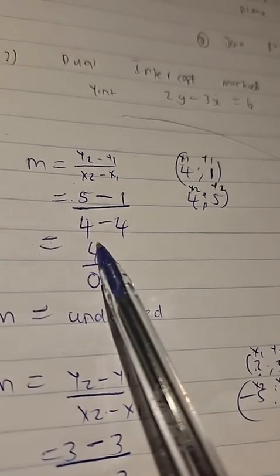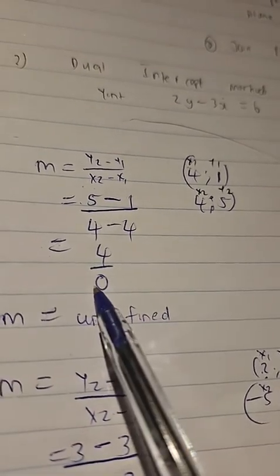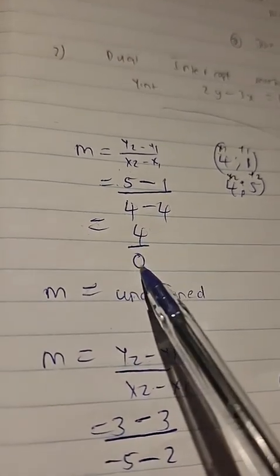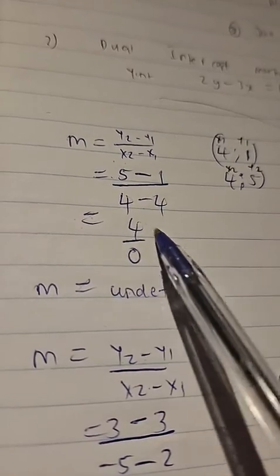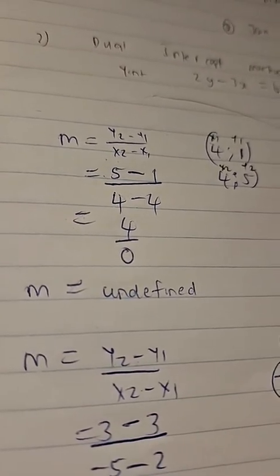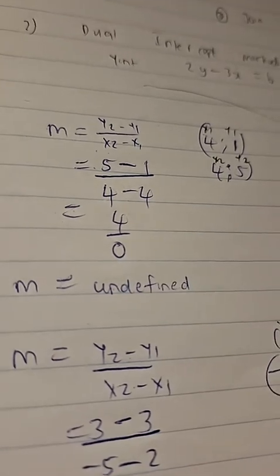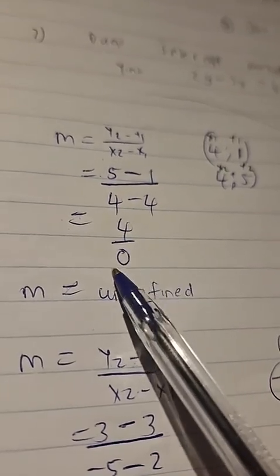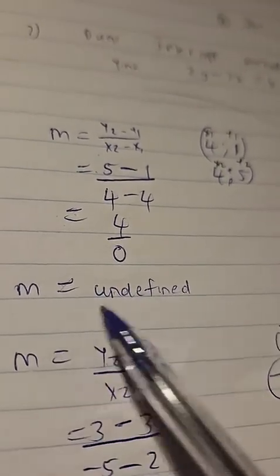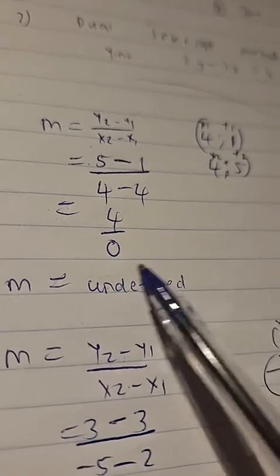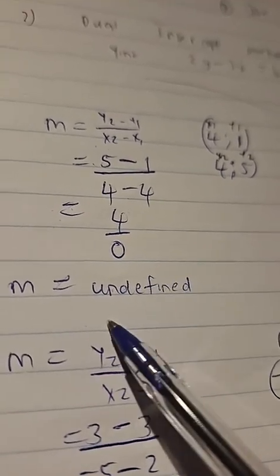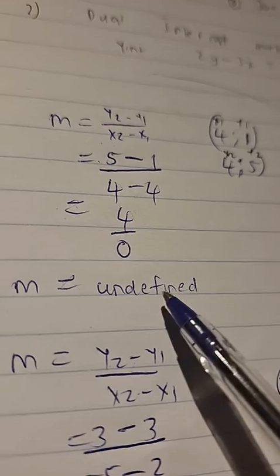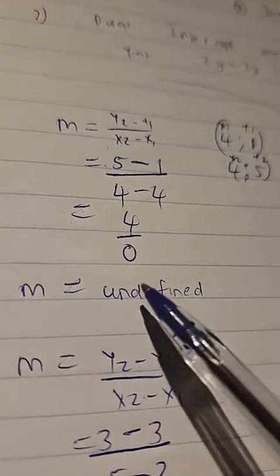So 5 minus 1 is 4. 4 minus 4 is 0. What is a number divided by 0, guys? Now in grade 8 already, in term 1 of grade 8, when you did whole numbers, you were told that division by 0 means it is undefined. Yes, Ayabonga, we leave the answer like this because 4 divided by 0 is undefined.